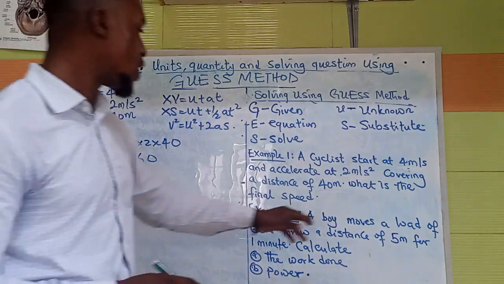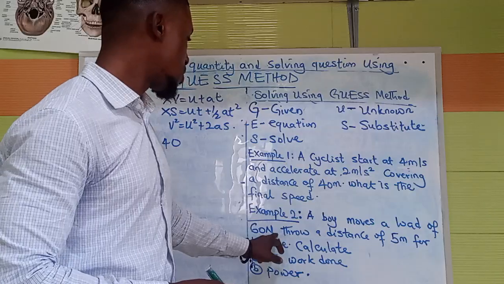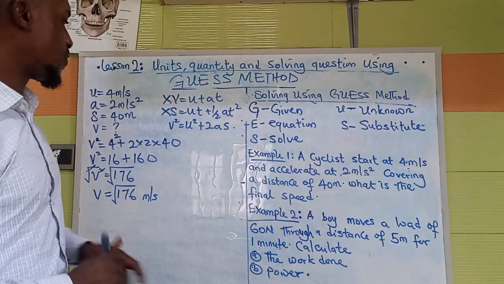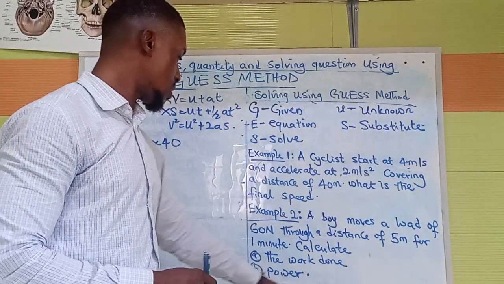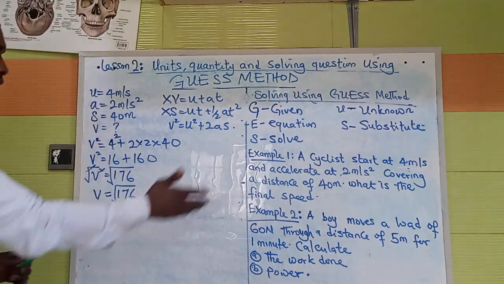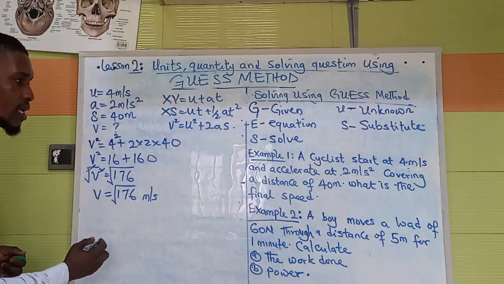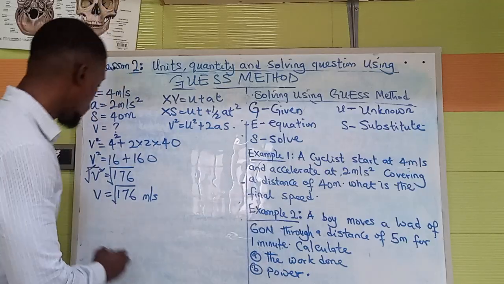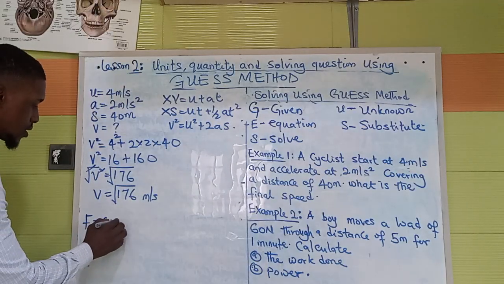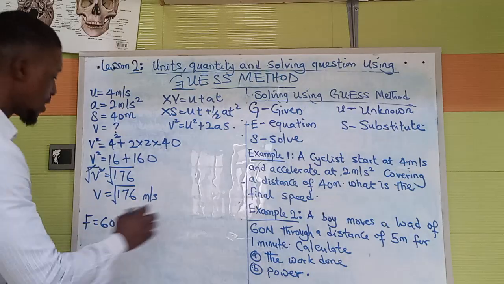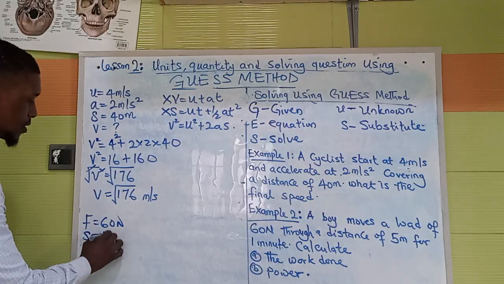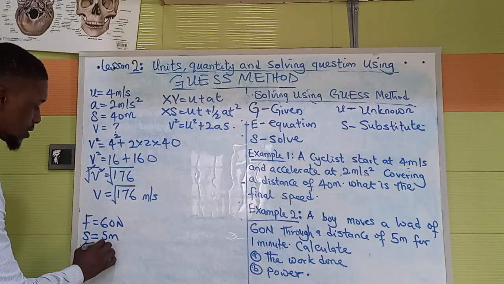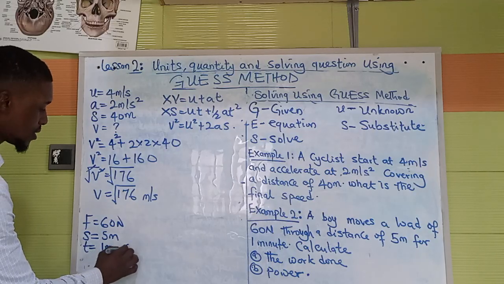Example 2. A boy moves a load of 60 Newton through a distance of 5 meters for 1 minute. Calculate the work done and the power. Now, let's write our given parameters. So we're given a load of 60 Newton. Now, Newton is for force. So our F is equal to 60 Newton. And distance x is equal to 5 meters. And then we're given time, which is equal to 1 minute. Okay, we convert it, that will give us 60 seconds.